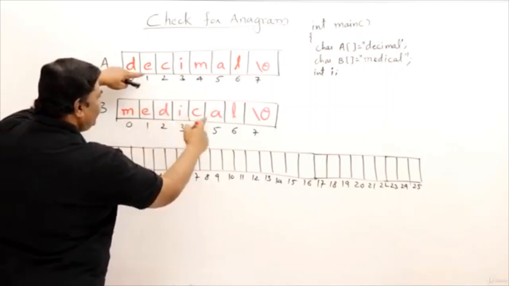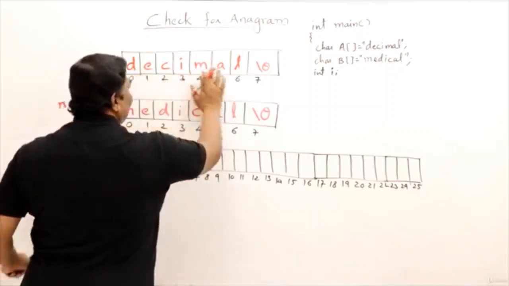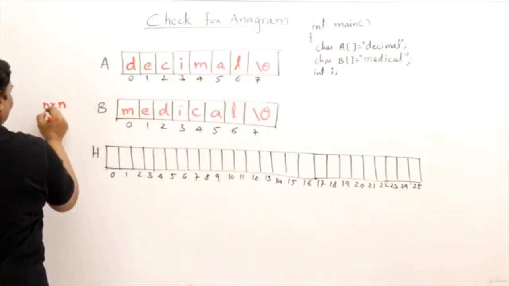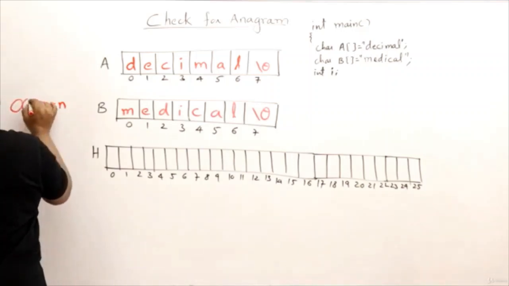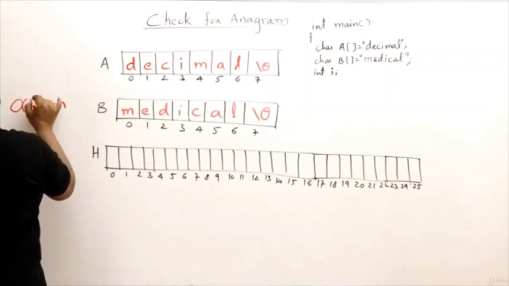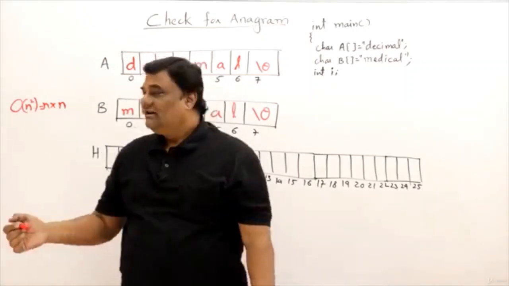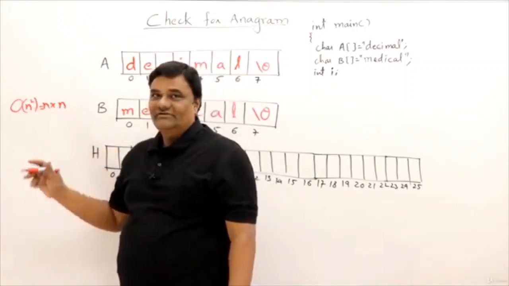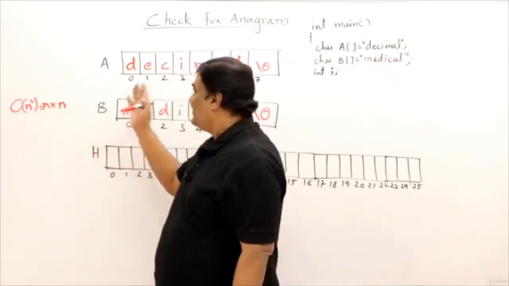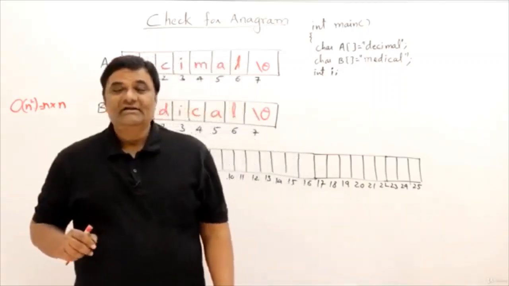Then for this letter also we search. This letter, how many times? n times. So this is n into n, and this will be big O of n square. So the procedure I have shown you is the simplest procedure, and it takes order of n square time. So this procedure is time consuming if you do it like this.